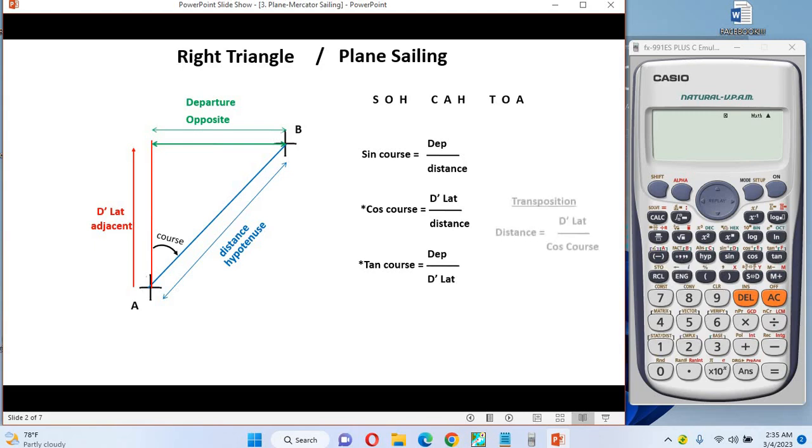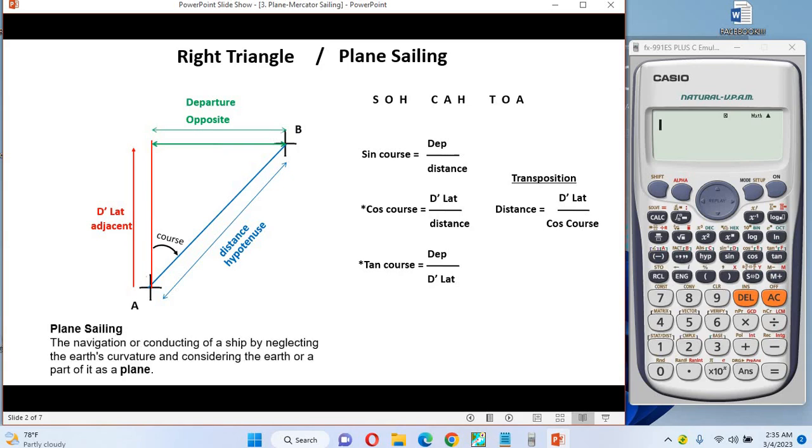Okay, so to make it easier, we will transpose the distance, which is distance is equal to dlat over cosine course. Okay, so that's the formula for plane sailing. So what is plane sailing anyway? Plane sailing is the navigation or conducting of a ship by neglecting the curvature of the Earth, treating it or part of it as a plane. Again, neglecting the Earth's curvature to treat part of it as a plane.